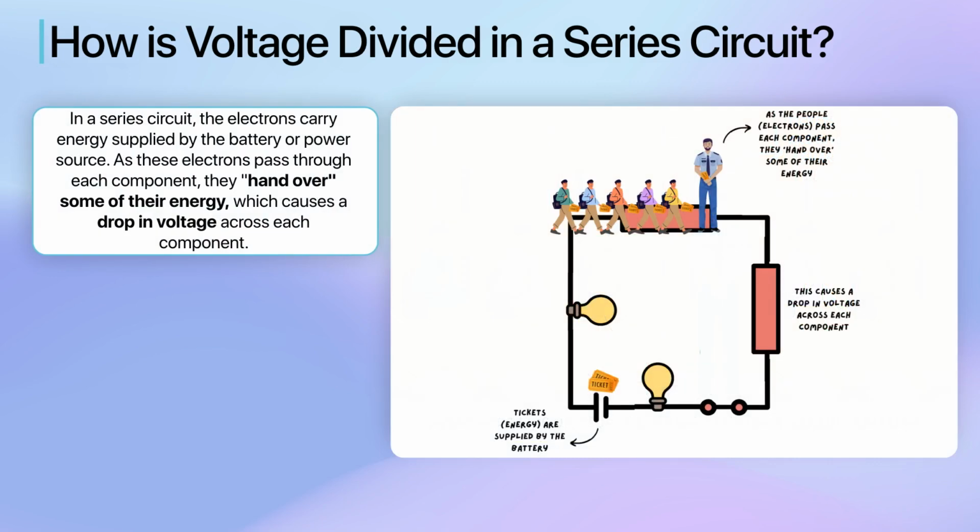Similarly, in a series circuit, the electrons carry energy supplied by the battery or power source. As these electrons pass through each component, they hand over some of their energy, which causes a drop in voltage across each component.